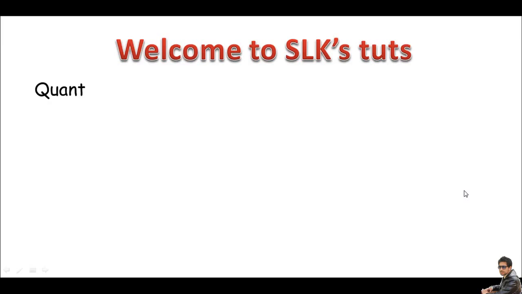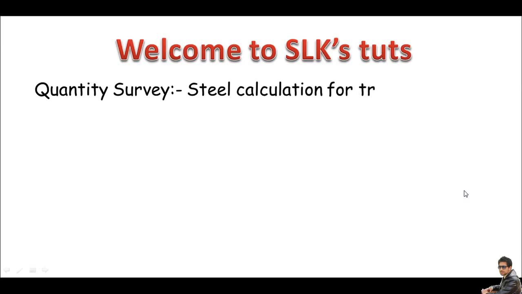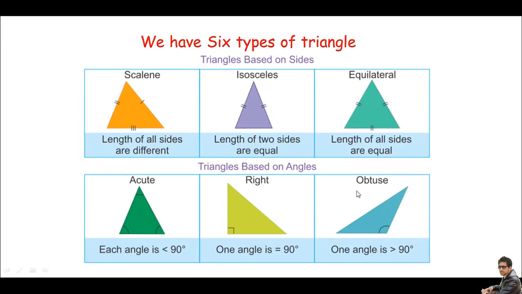Here in this section, we'll be learning in detail the estimation of steel for a triangular slab. A few friends requested this in the last lecture. That's why I'm making this lecture today about the triangular slab. Actually, we have 6 types of triangles. Just stop the video over here and study this table in detail. I'm not discussing it in detail because it is time consuming.